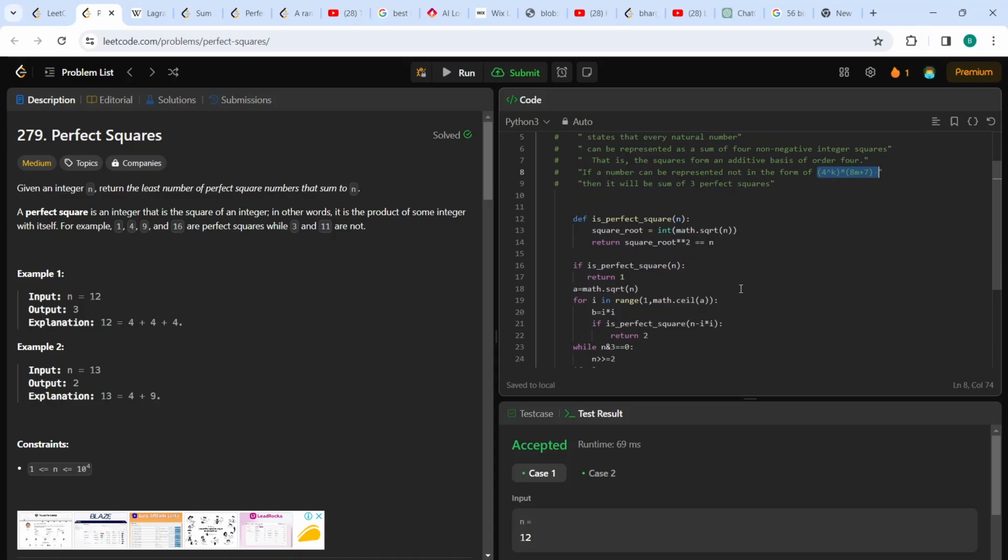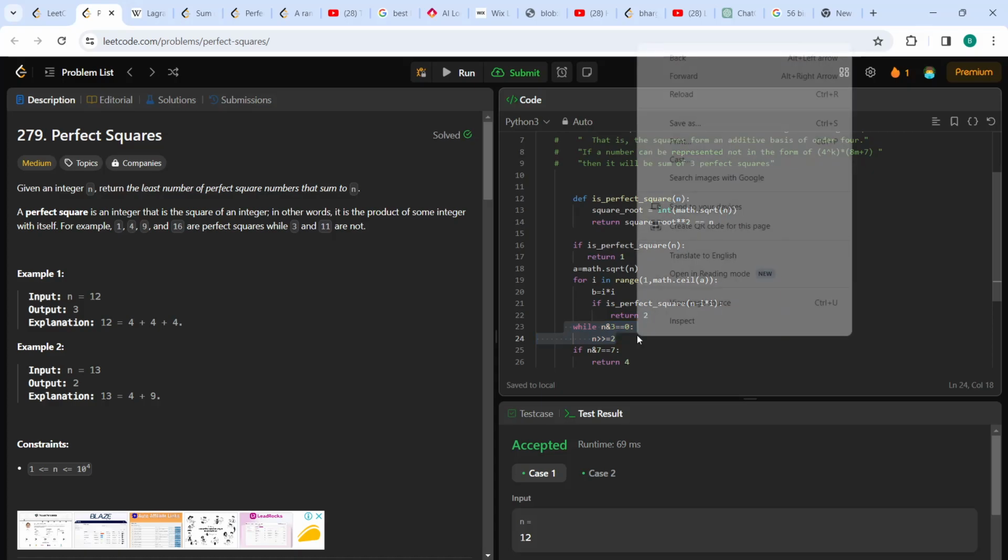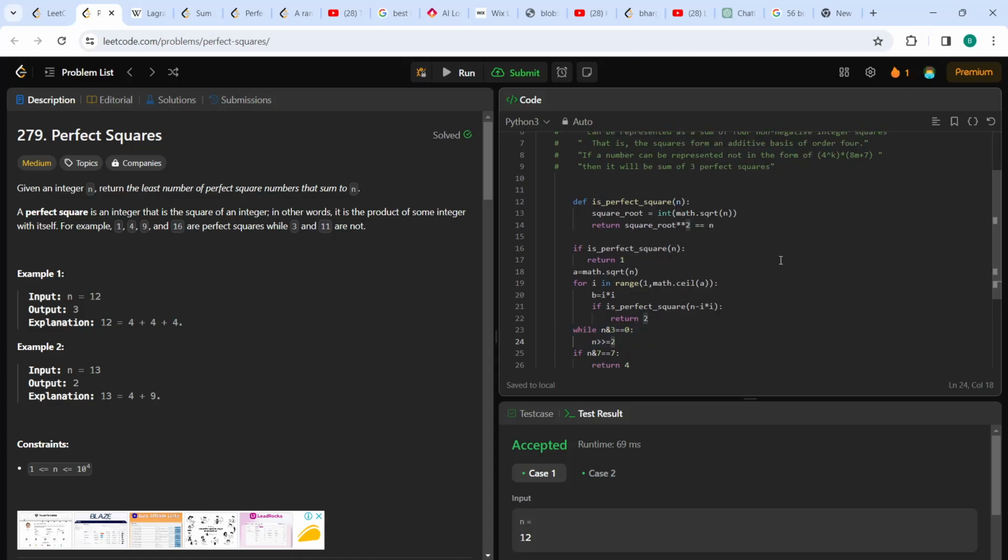So while n and 3 is 0, meaning n is divisible by 4, I'm dividing the number by 4. This works because when n is right shifted by 1 bit, then n is divided by 2. When I shift by 2 bits, then n is divided by 4. So first I'm doing this operation, and then we are left with 8m plus 7. Now I will do the bitwise operation. We will do the division with 8. 8 is also a power of 2, right? So we can again do n and 7. If the remainder is equal to 7, return 4, else return 3.